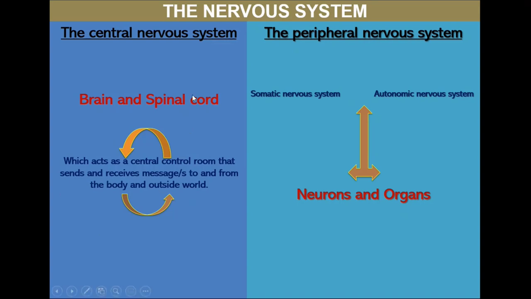Then you have the peripheral nervous system, which has to do with neurons and organs. We have the somatic nervous system and the autonomic nervous system. This is the brain and spinal cord; peripheral has to do with the neurons and organs. Let's go to the next slide and break it down.